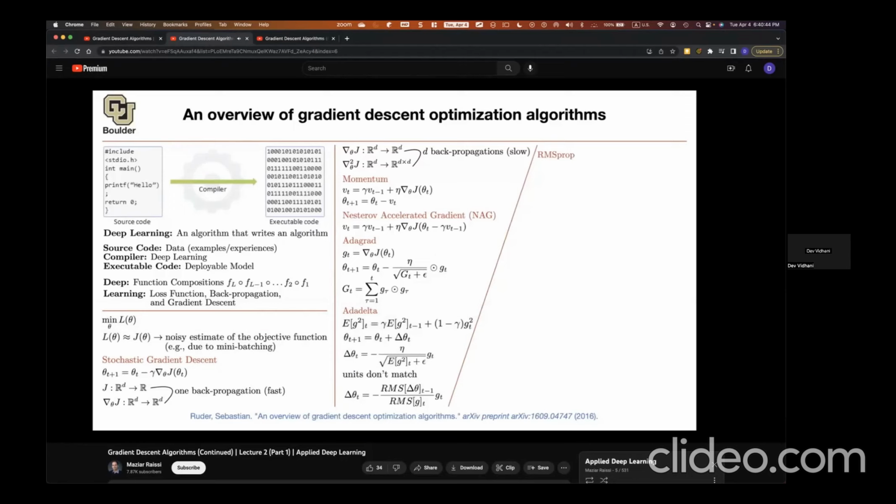And he was calling the algorithm RMSprop. Prop is for proportion, and RMS is root mean squares.